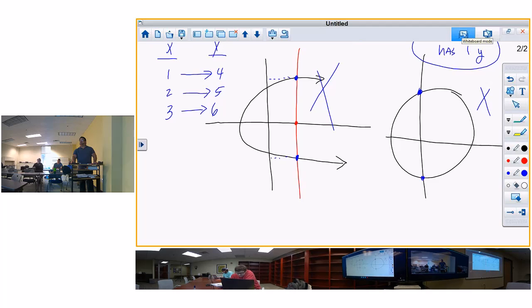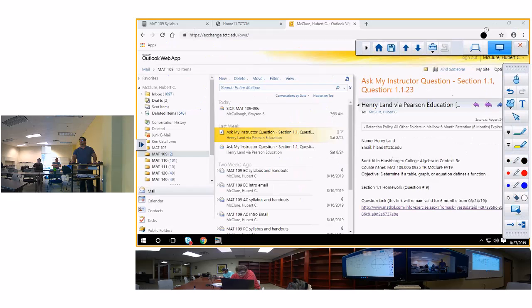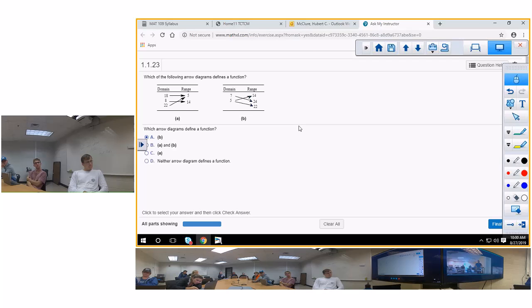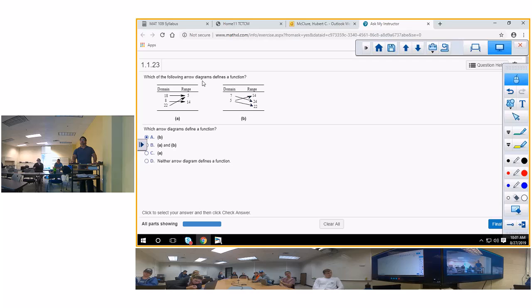Now look at the question. The question states, which of the following defines a function? I would say A. B does not, because in B you've got 5 with 2 y's. So I'd say alpha.